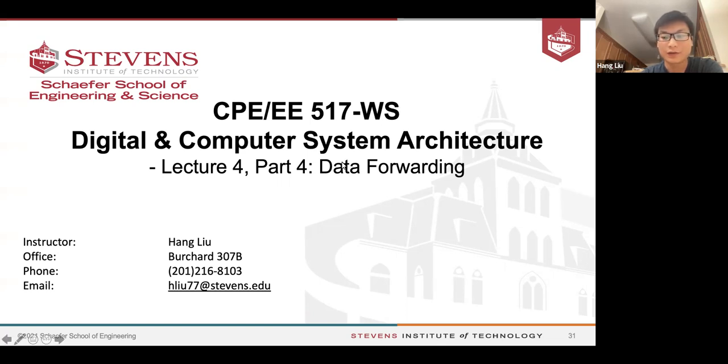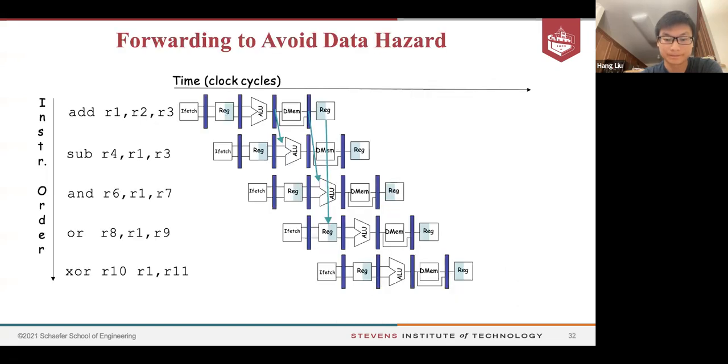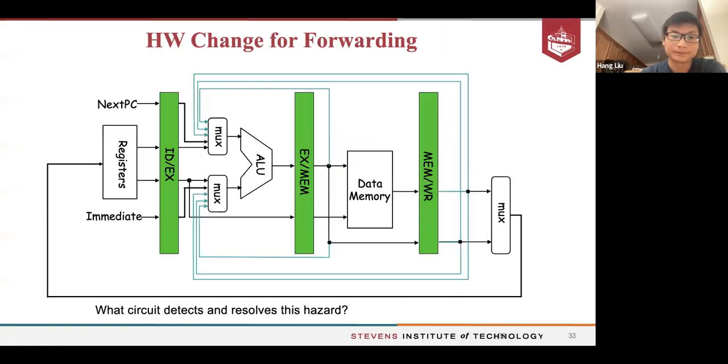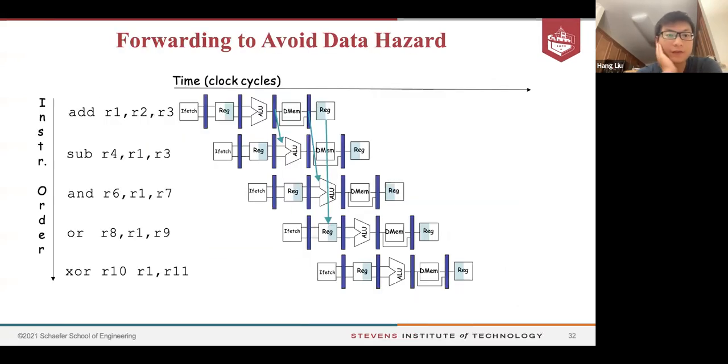So we're going to discuss how to use data forwarding to address the data hazard, okay? So still using the previous example, we have R2 and R3 added together and put in R1, and then R1 is used for subtraction and XOR, right? So, data forwarding.